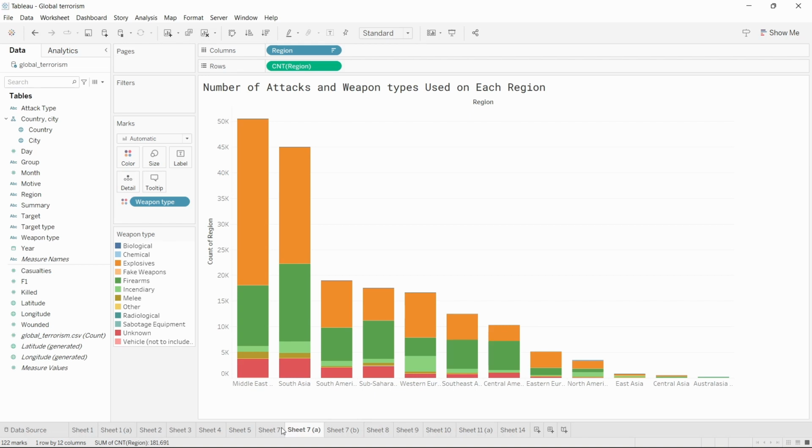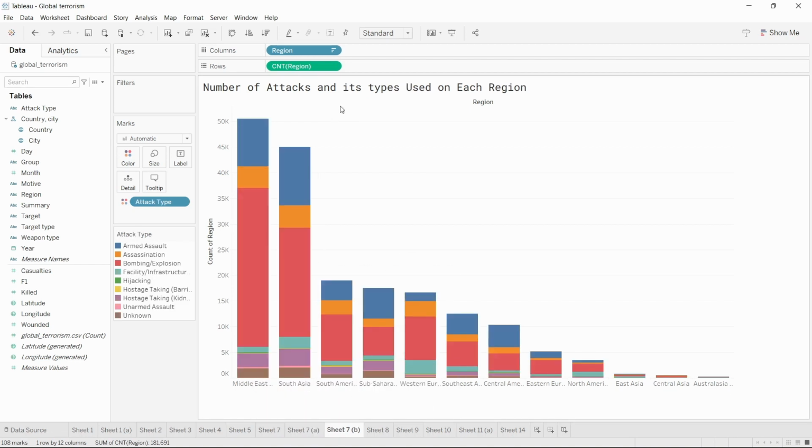And in each region, if you see the weapons used, most of them were explosives, and then firearms, and similarly others. And if we see the types of attacks, bombing and explosion seem to be the most used attack types in each region. Australia seems to have fewer attacks, and then Central Asia, and the most is the Middle East and North Africa.